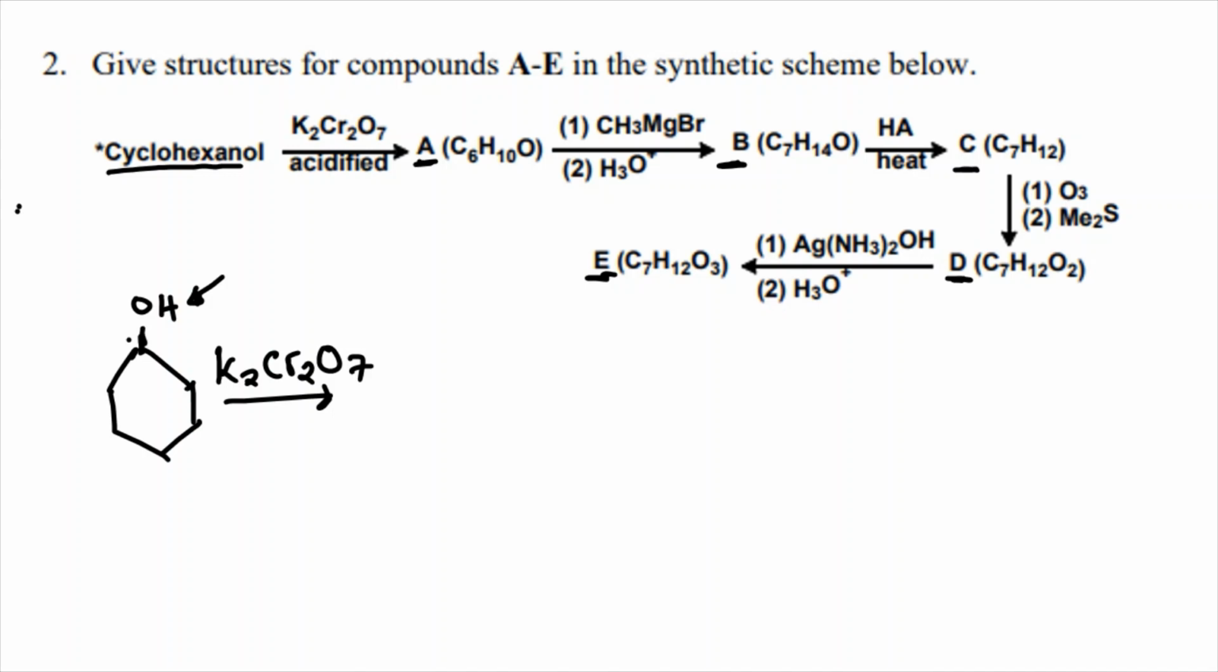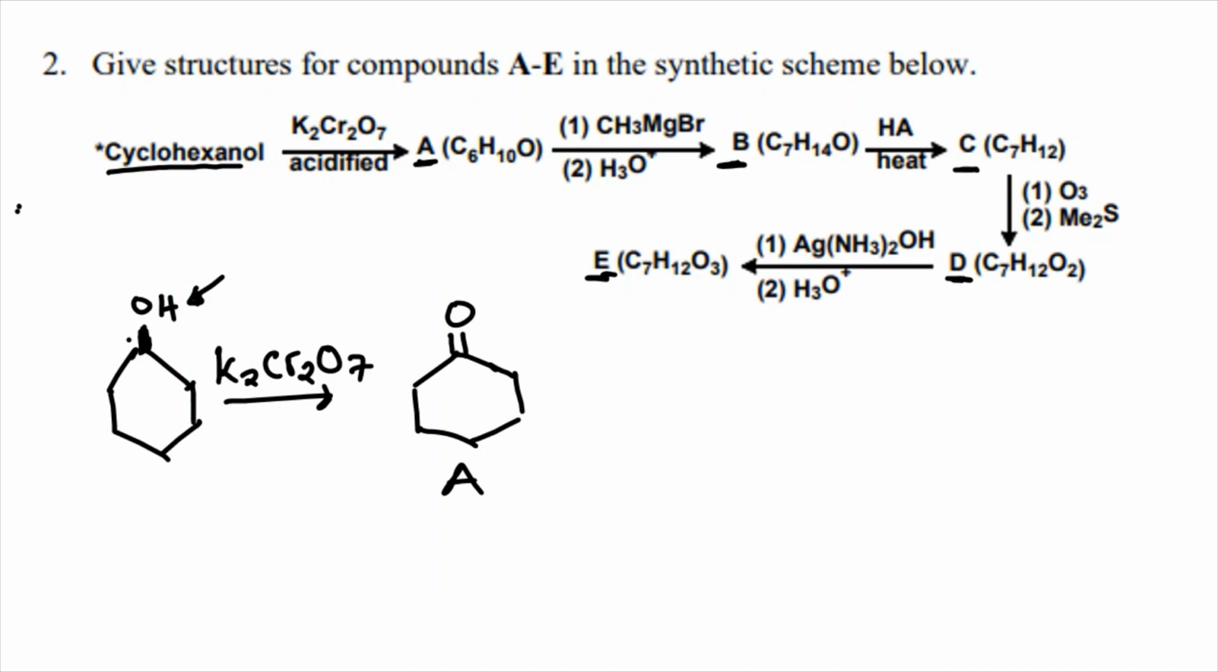And then this single bond, this is a hack that you just have to know. This single bond is going to be converted into a double bond. So the structure that you will form is this structure here. So that is the structure that you're going to form if you expose cyclohexanol to potassium dichromate. So this is our structure A here.